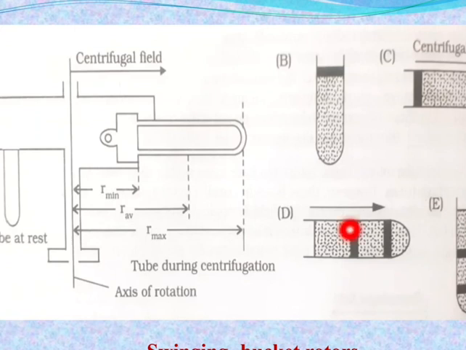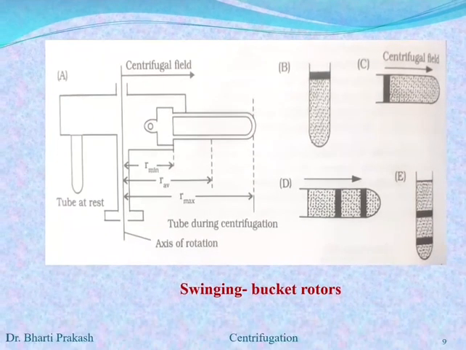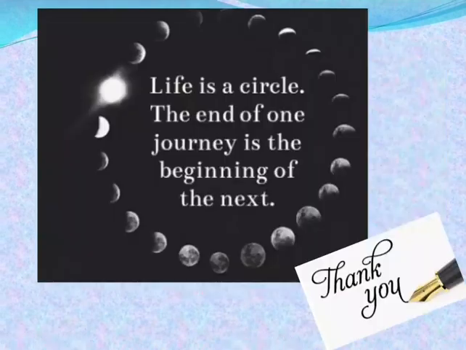Figure D shows the sample components which are being separated, and in figure E we can see when the rotor stops, the bucket reorients to its original position. So this is how the swinging bucket rotor performs.